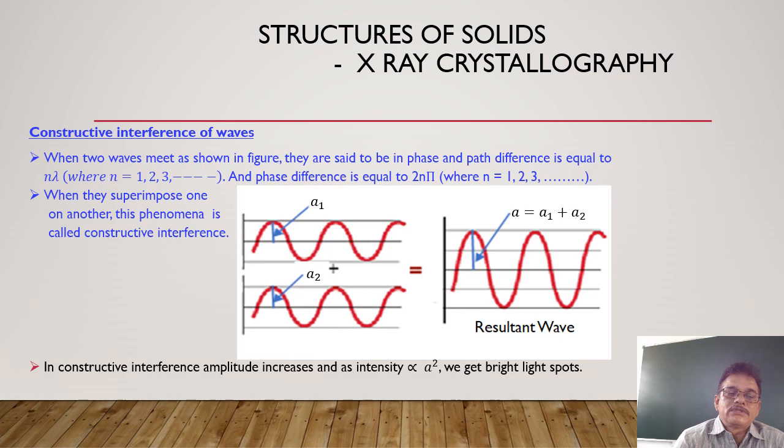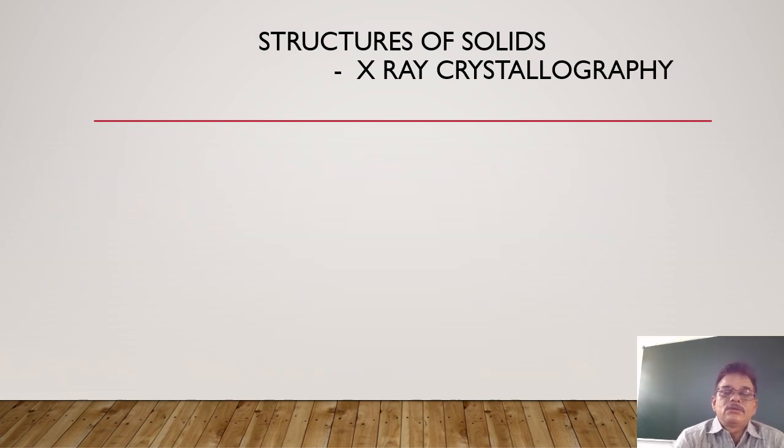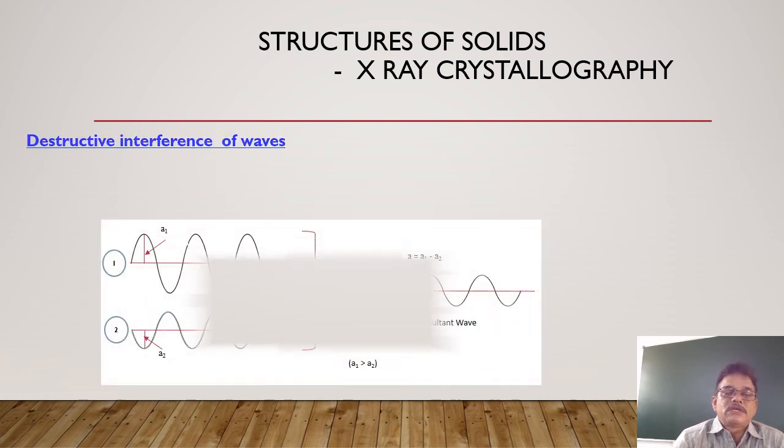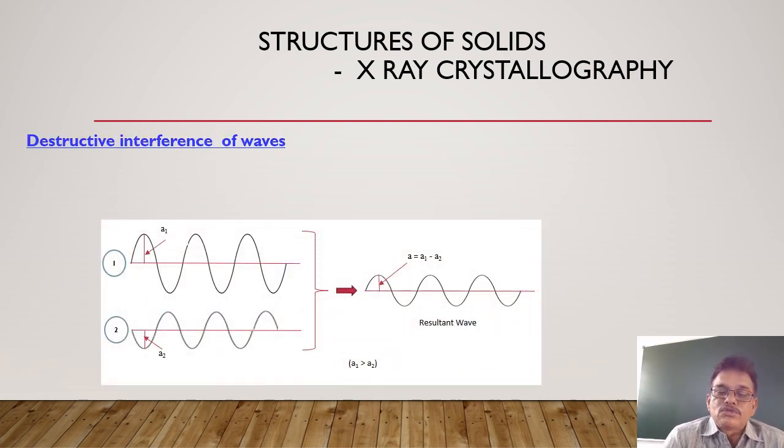Okay, here the formula we use is intensity is directly proportional to amplitude square. Next, if you go to destructive interference, in destructive interference, the two waves superimpose one on the other in such a way that the crest of the first wave falls on the trough of the second wave. Similarly, the trough of the first wave falls on the crest of the second wave. Okay, you might have observed these things in the figure.